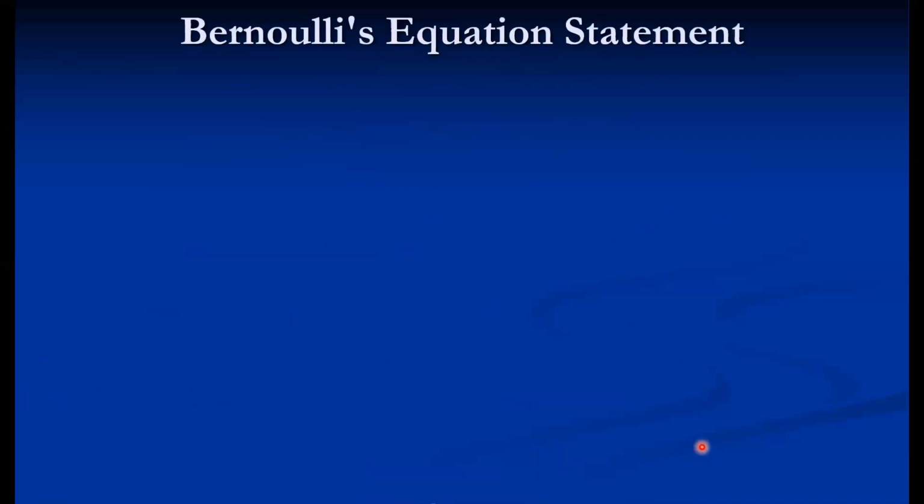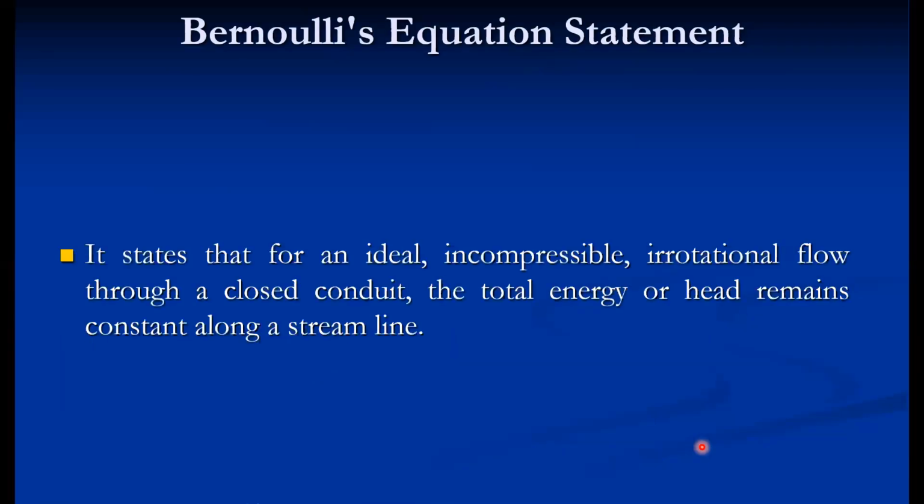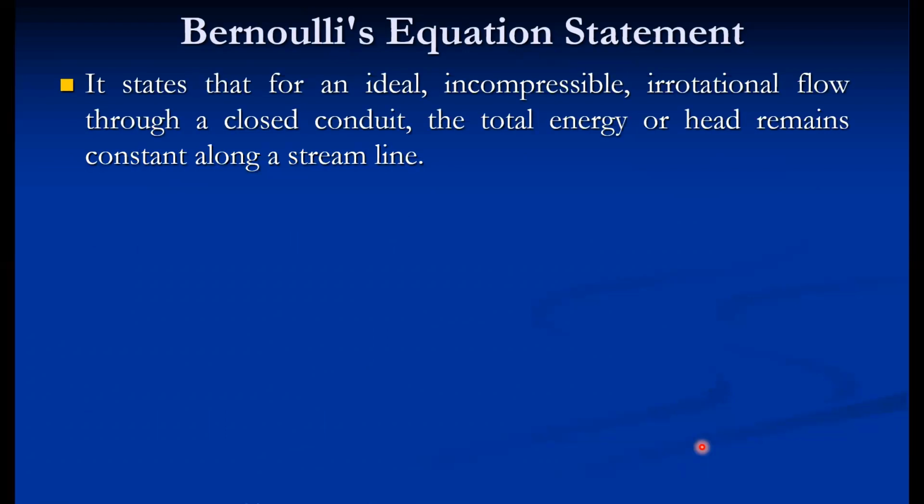From this particular equation, the statement of Bernoulli's equation can be framed. It states that for an ideal flow, because Bernoulli's equation is derived from Euler's equation, and Euler's equation is applicable for ideal flow. That's why it is called ideal. Incompressible, because during integration we have considered that rho is constant.